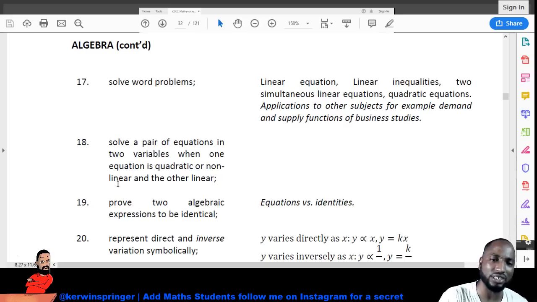Solve a pair of equations in two variables when one equation is quadratic or not. So this is a simultaneous equation where one is nonlinear and one is linear. And a lot of people can't do this. They could do the simultaneous for two linear equations, but when one has a squared, problems. Hopefully we get to some of that.